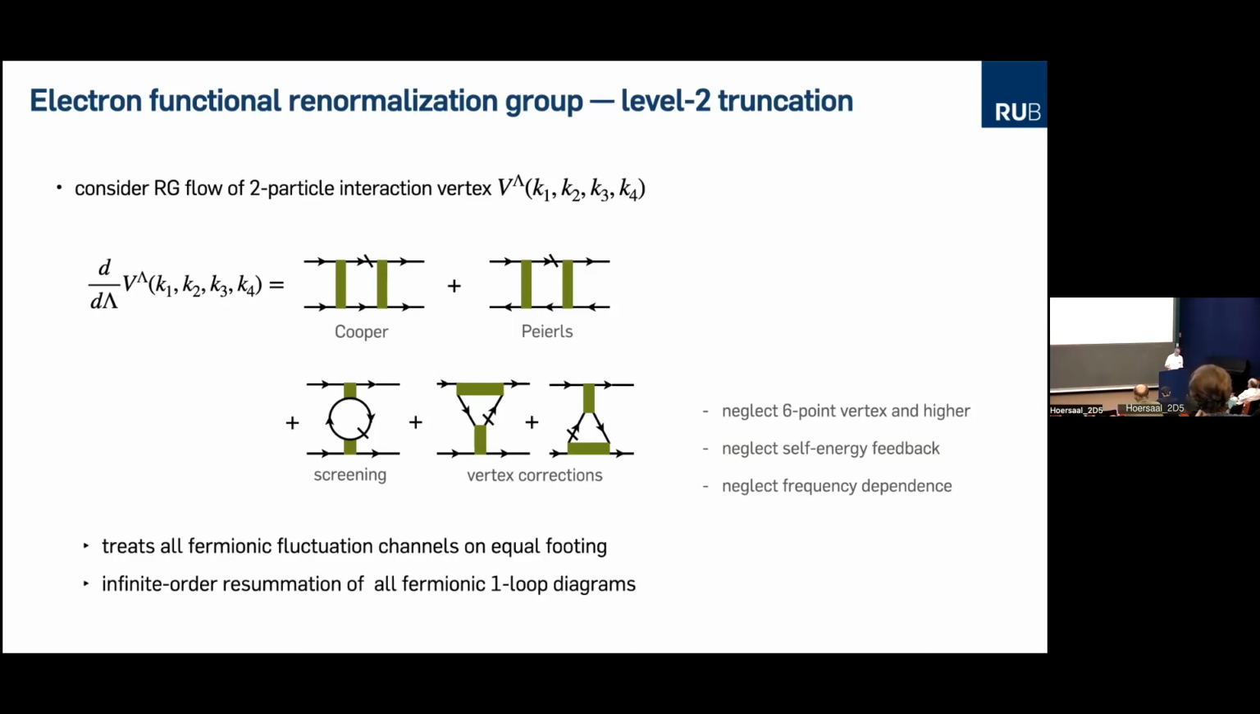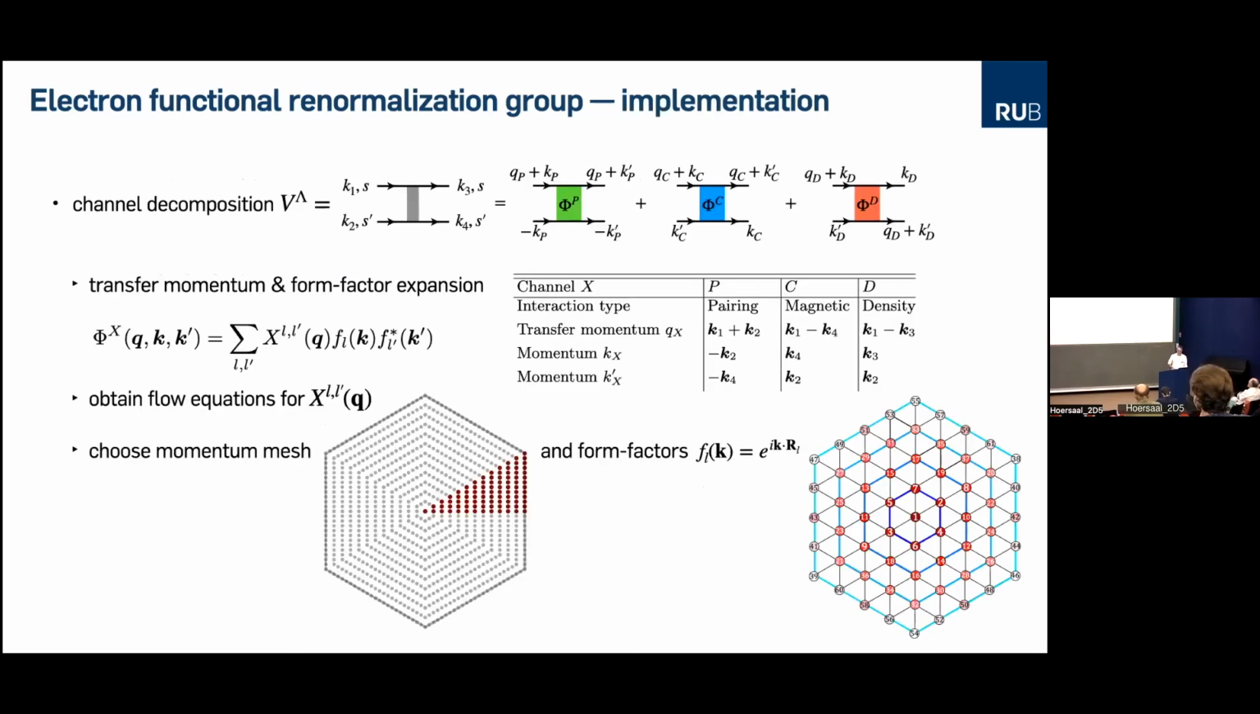So let me show just what we find for this particular model. Benefits of this approach are that it treats all fermionic fluctuation channels on equal footing, and it corresponds to infinite order resummation of all fermionic one-loop diagrams.